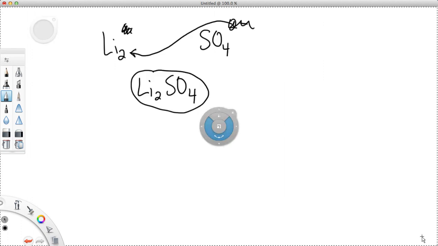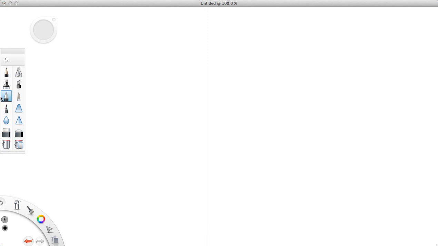Now let's try one that has a little more complexity to it. Let's take our good friend Mr. Magnesium, which as an ion is Mg2+. It's in group 2, it loses 2 electrons. And let's combine it with the polyatomic anion called phosphate, which is PO4, and the charge on this is 3-.